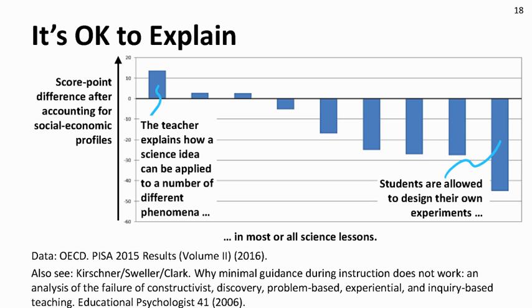You need to structure your subject matter. And this is a result from PISA. So the score gets better if the teacher explains a science idea and how it can be applied, in contrast to if the students are designing their own experiments. It's okay to explain. No problem if you create videos with explanations. Don't feel bad about it.